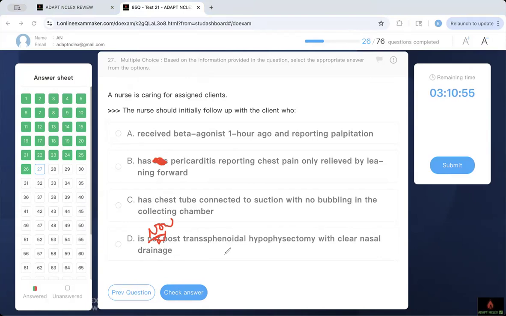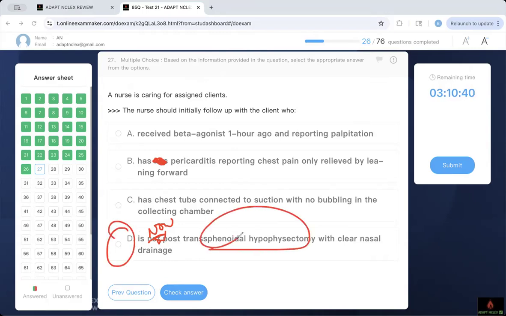A patient post-transsphenoidal hypophysectomy with clear nasal discharge. Which patient is in trouble? Whose situation is bad? Pick an answer, stop the video, pay attention to the condition. I can tell you, D is the right answer.